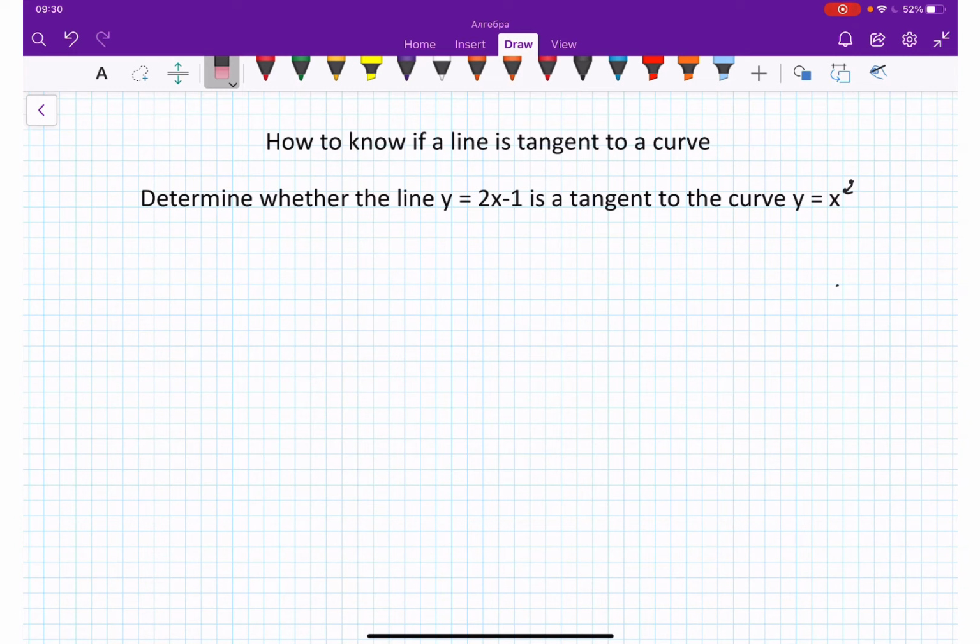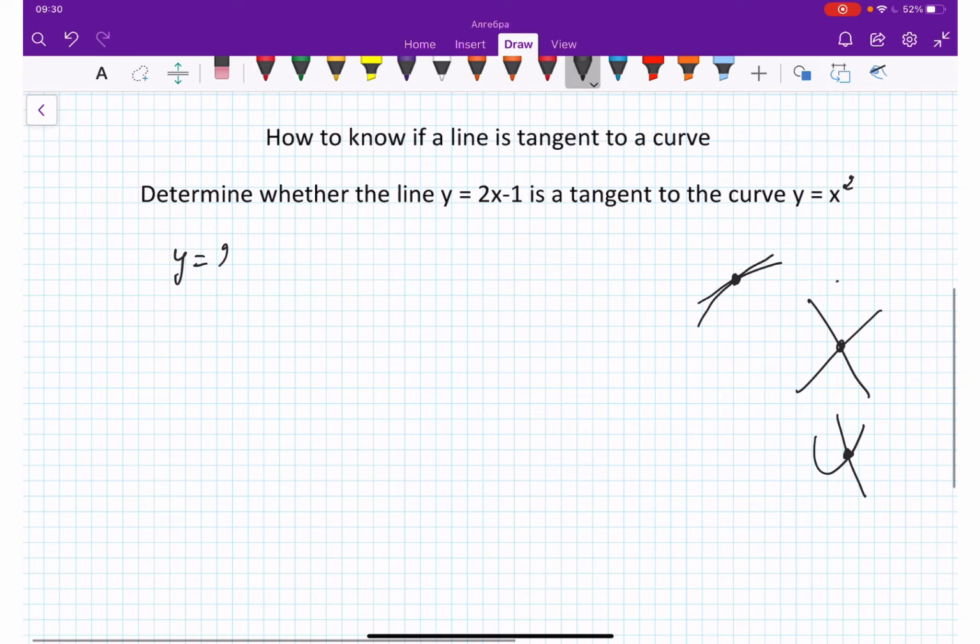Okay, so when we are talking about a tangent line, we are talking about a common point between that line and the curve, right? A common point. What that means mathematically is that it's a solution. Remember when we used to solve a system of equations, the point where the graphs cross each other is a solution. So accordingly here, we are going to solve these two equations: y is equal to 2x minus 1 and y is equal to x squared.